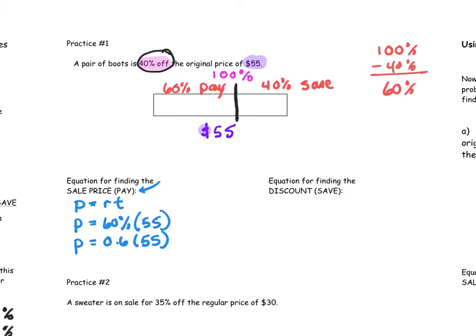And now pause and use your calculator. And the part that we're looking for that we're going to pay is 33. So that means $33. We'd pay $33.